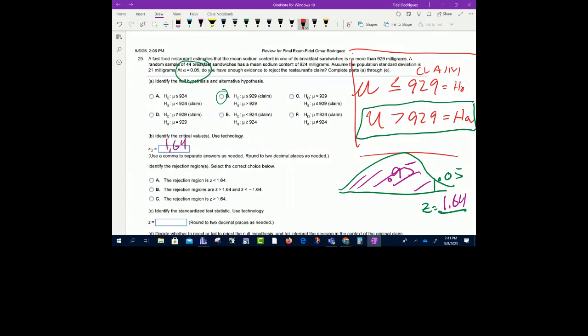Okay, just as a reminder, y'all, that's my rejection region. This is our fail to reject region, right? So look where the rejection region is. It's to the right. So choice C, okay? Choice C.